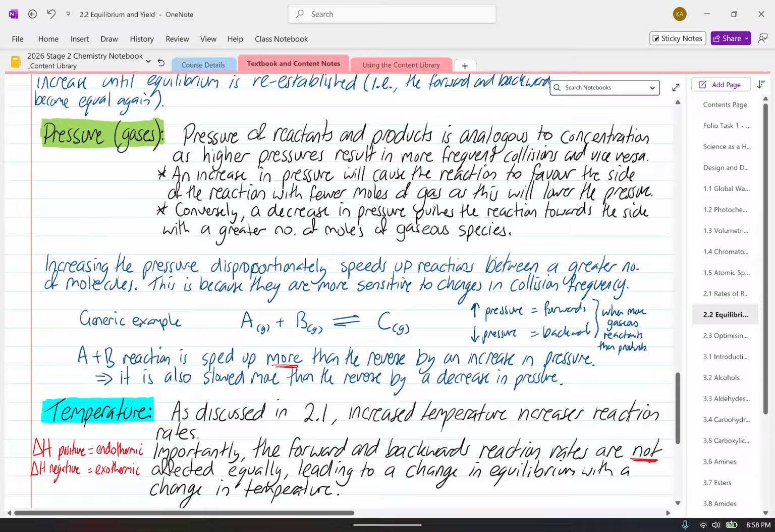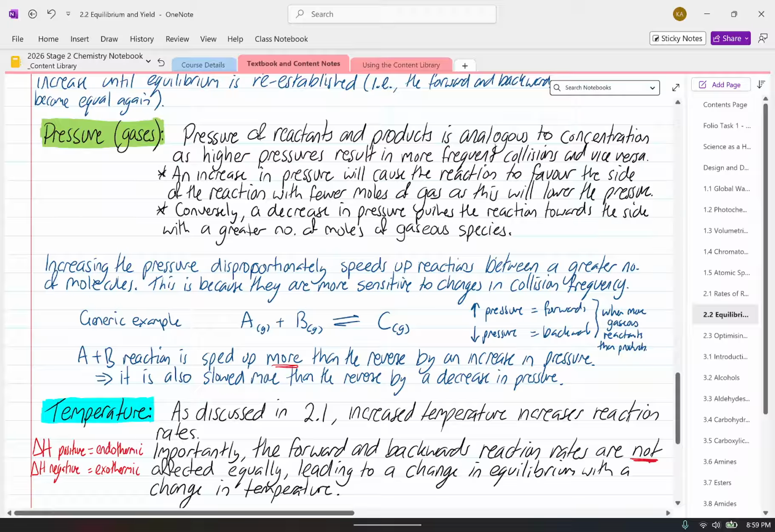Now again, if we decrease the pressure, then that means A and B are further apart, they're going to interact with each other less often, and it's going to make the forward reaction slow down, whereas C is going to be unaffected, which is going to relatively increase the reaction rate backwards, making more of our A and B.